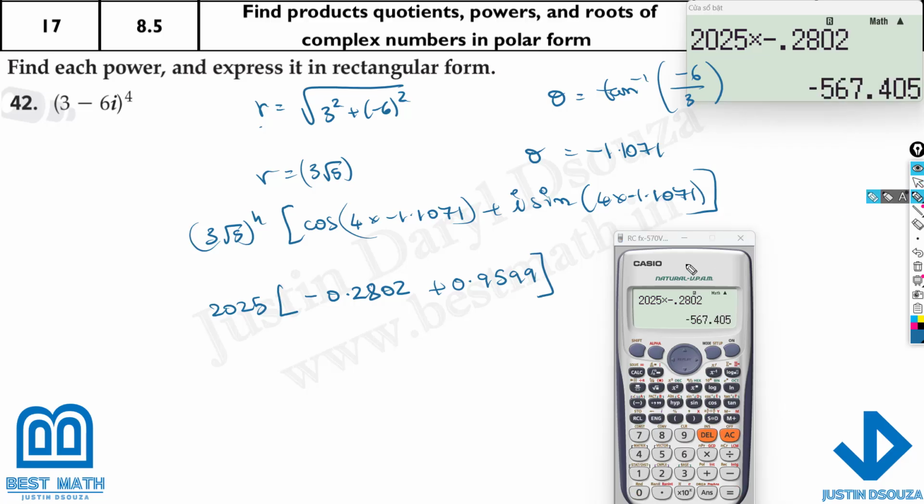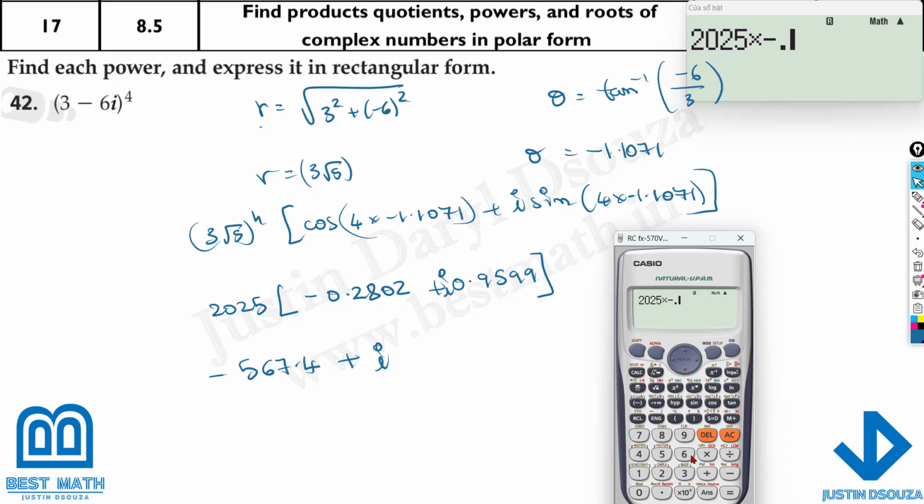And here we go, it is 567.4. And lastly, we have plus. Okay, again, I missed the I. Don't forget the I. That's the imaginary part. Complex numbers have a real part and the imaginary part.